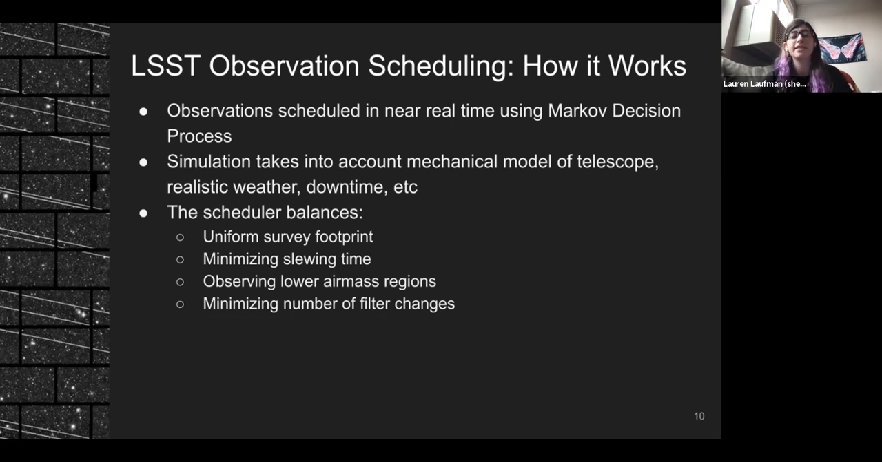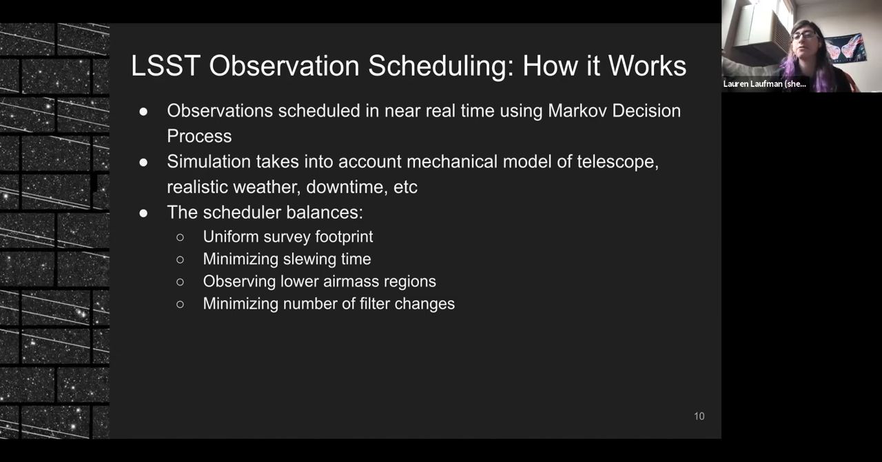For one, it needs a uniform survey footprint. So it would be kind of bad if it took photographs of this one area of the sky a lot of times, but this other area of the sky no times. That would not be good. We also want to minimize the slewing time. Slewing is the time it takes to move the telescope from one area to the next, also referred to as overhead time.